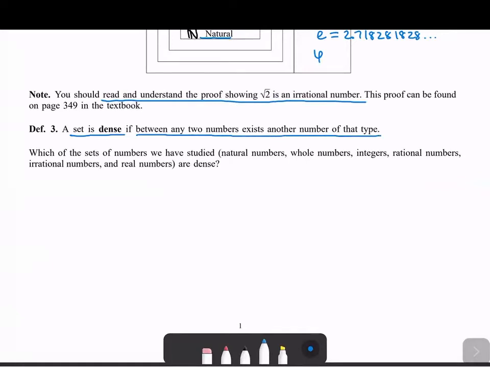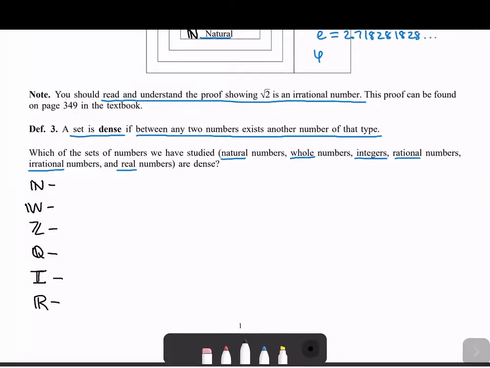So this is where thinking about the number line is really, really helpful. So we can, again, look at and see, are the naturals dense? Are the wholes dense? Are the integers, rationals, irrationals, and reals? Which of these number sets are dense? So again, I'm going to kind of cheat and use the symbols of them because it's easier than writing it out. Q, I, and R. Okay, so these are the number sets we're looking at.